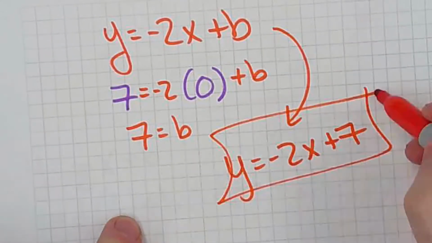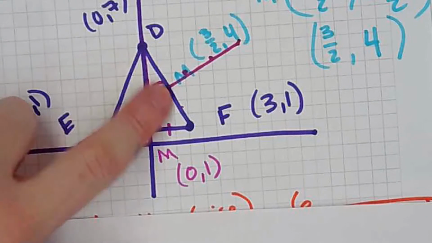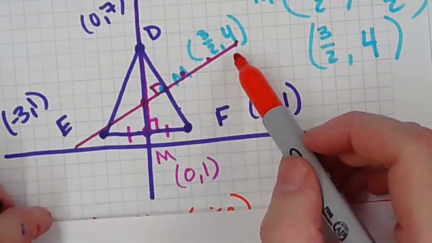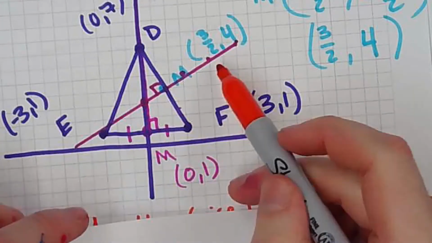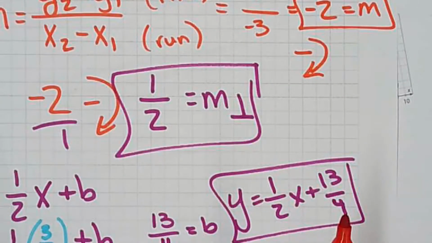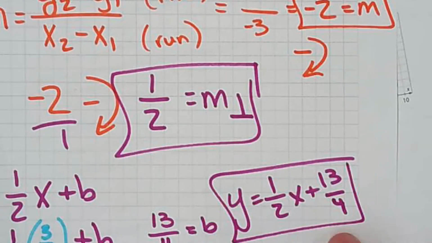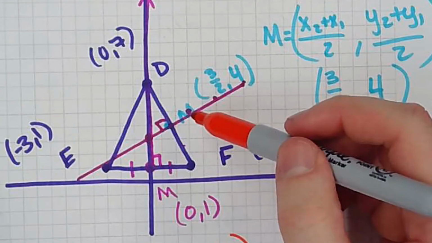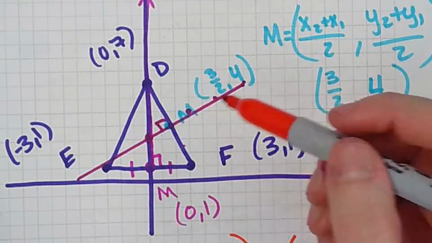So we have our DF equation of this line, and we have our perpendicular bisector equation, half x plus 13/4. And we're going to set those equal to each other to figure out where they intersect. So where... Oh, I just did this all wrong.